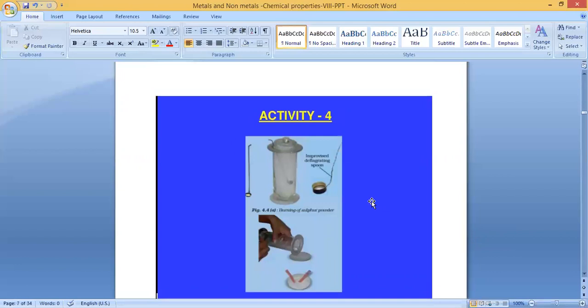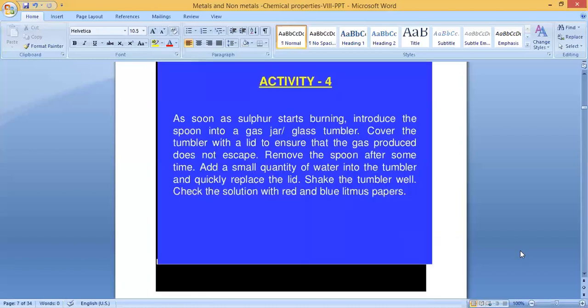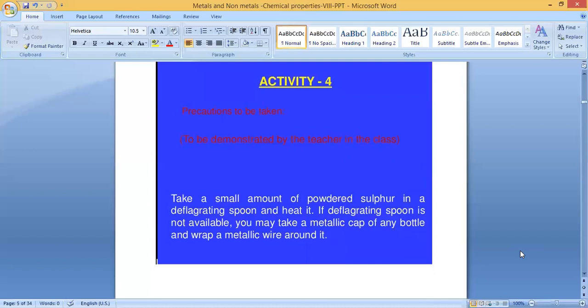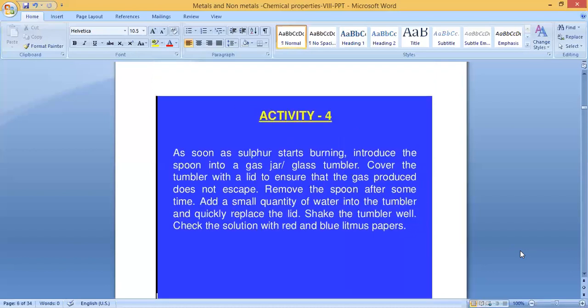Like this. Okay, so this is a spatula type deflagrating spoon. If it is not available, you can take one metallic cap and wrap it with a metallic wire. Then inside this, you take the sulfur powder. Then, as soon as sulfur starts burning, you're going to heat it.